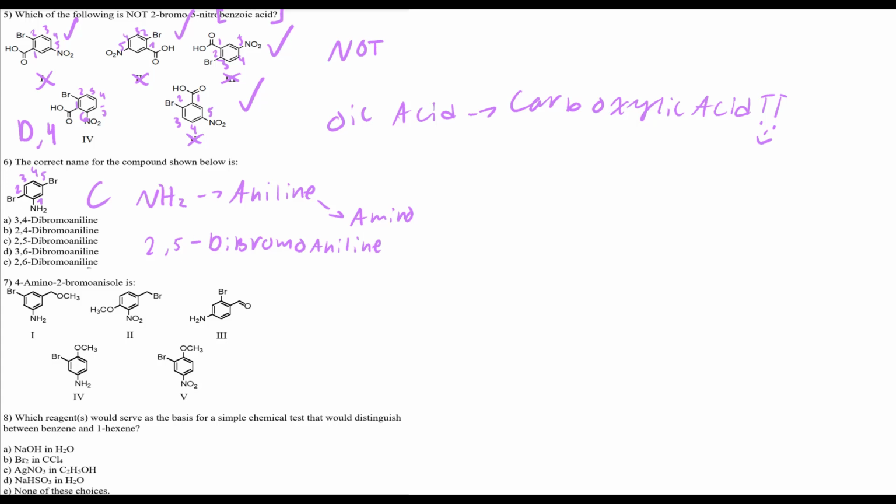Number 7, 4-amino-2-bromoanisole. So anisole, you're going to have OCH3, right? That's anisole. If you speak Spanish or know that sol, S-O-L, is sun, you can imagine the oxygen right here is like the sun, and CH3 is just CH3. That's kind of how I remember it.